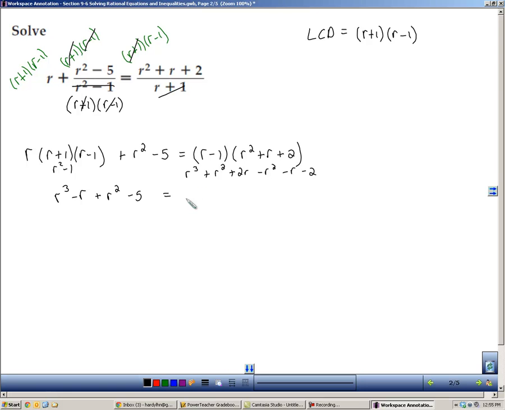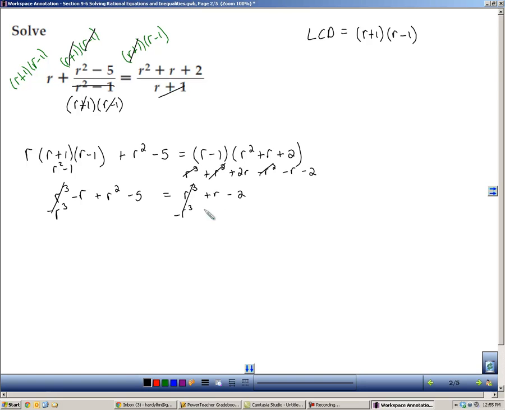Let's see how that will simplify. I got an r cubed. I got an r squared minus r squared. A 2 minus 1 is a 1r, and then a minus 2. If I subtract r cubed from both sides, they're going to end up canceling, which is good.